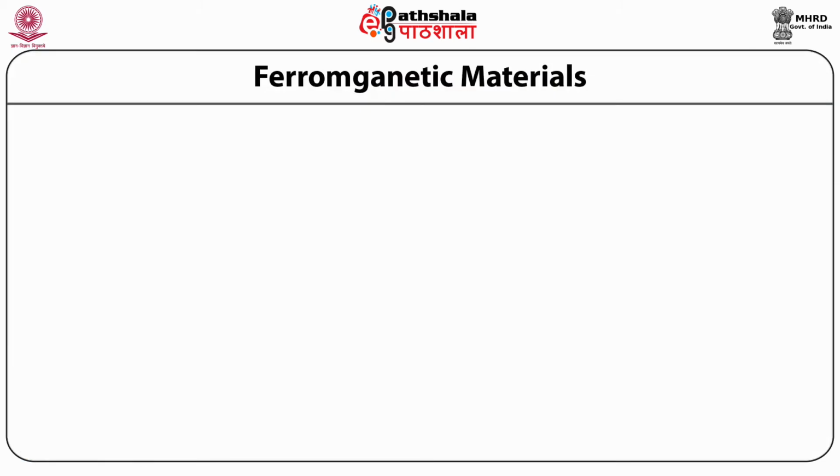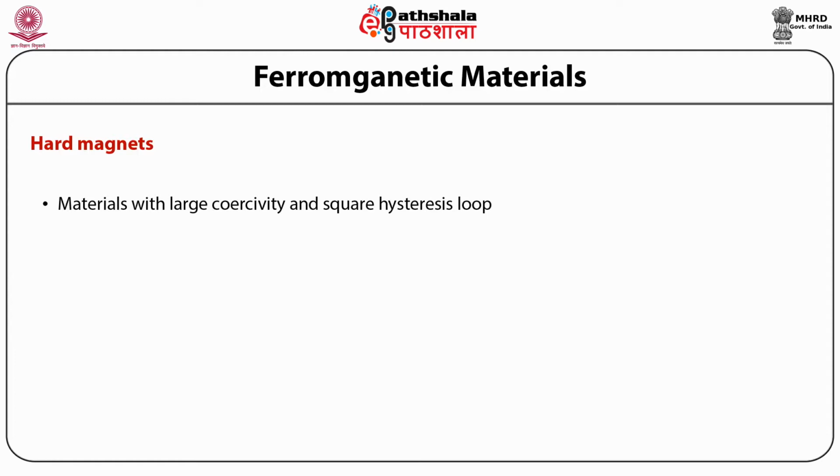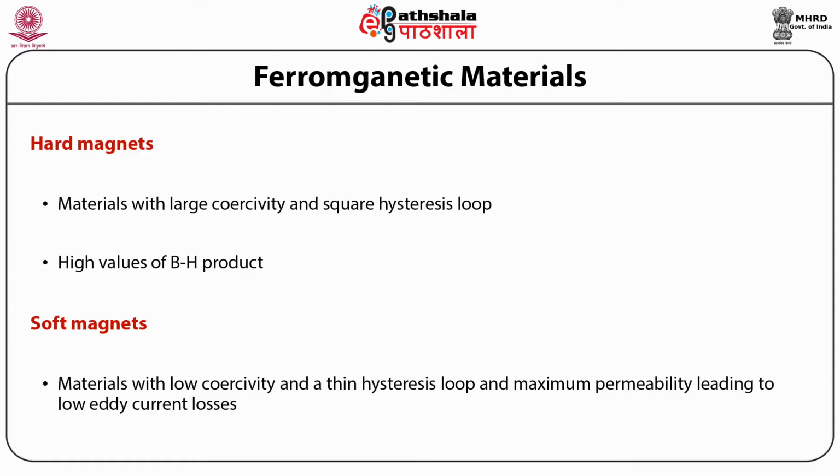Ferromagnetic materials. The ferromagnetic materials can be classified into hard magnets and soft magnets. The hard magnets are those materials having large coercivity and a square hysteresis loop. They have very high values of BH product. Soft magnets are the materials having low coercivity and a thin hysteresis loop. They have a maximum permeability leading to low eddy current losses.